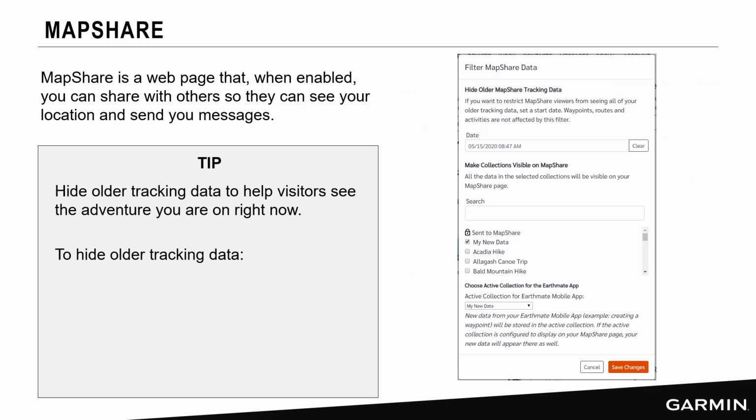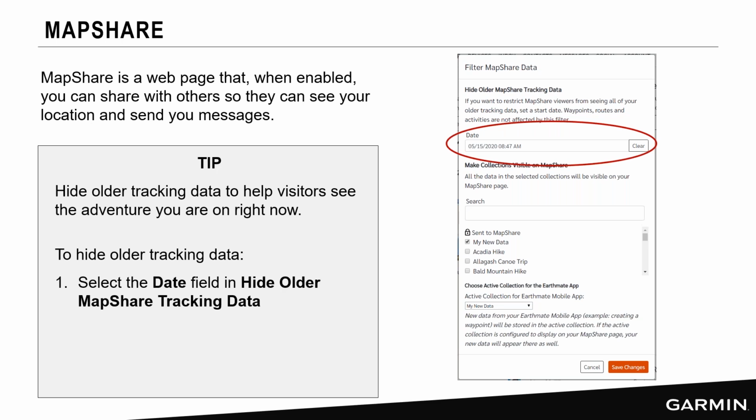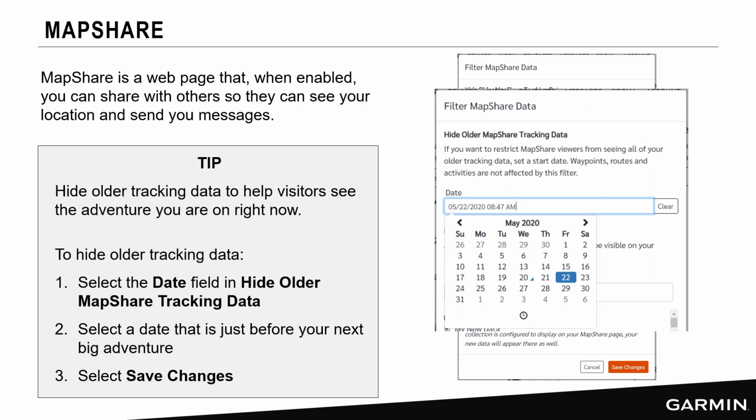So here's the tip I mentioned, and we'll go quickly through this. If you wanted to hide older data, so imagine you have an entire summer's worth of activity, but a special trip is coming up. You don't want people to be distracted by your other activities. You want them to just focus on what you're doing. To do that, select the date field in the hide older MAPSHARE tracking data and specify a date that is just before your next big adventure.